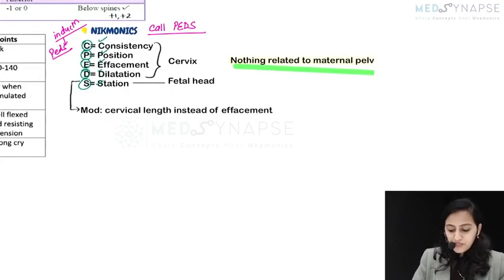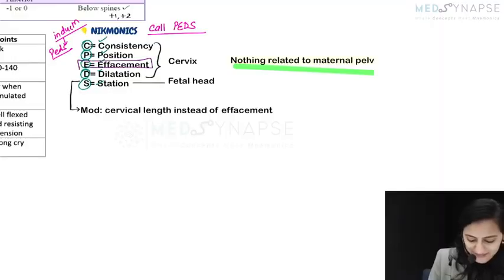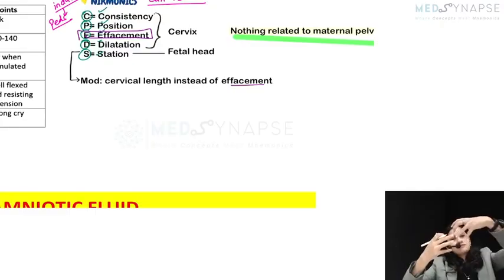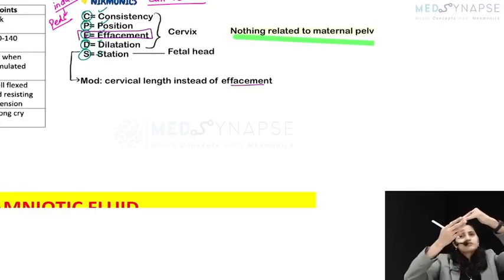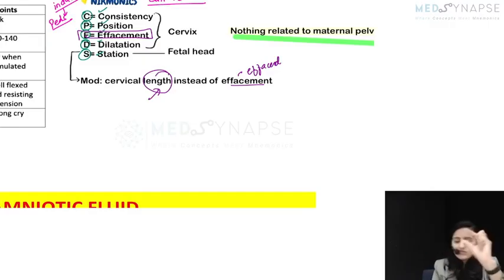In the modified Bishop score, what has been modified? Effacement is effaced. What do you mean by cervical effacement happening? Effacement मतलब cervix short होते जाता है. So in the modified, the effacement is gone. It is replaced by cervical length. We measure the length, not the percentage of effacement. So here in the modified, you have the cervical length.